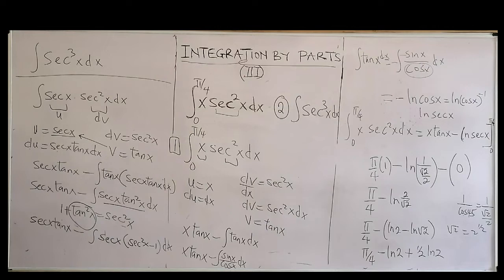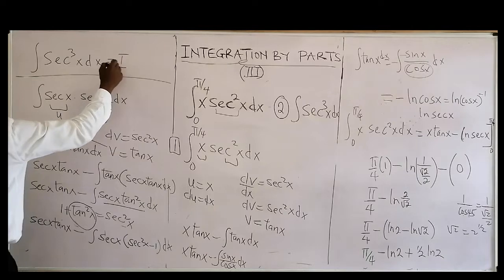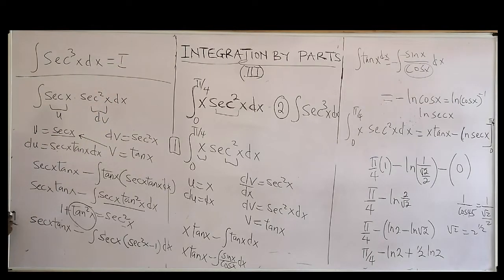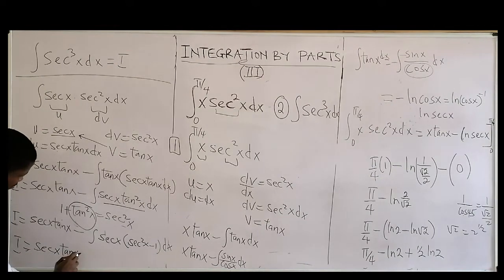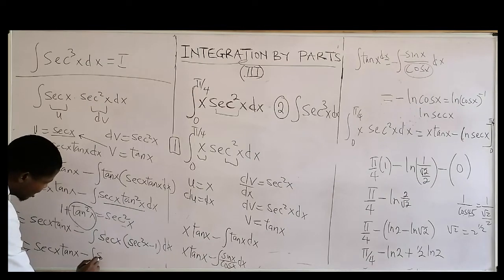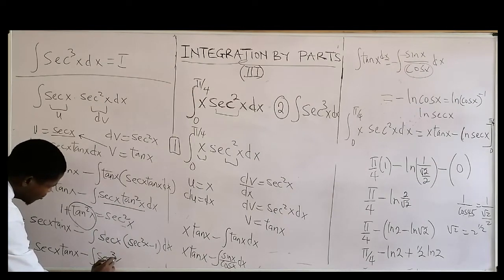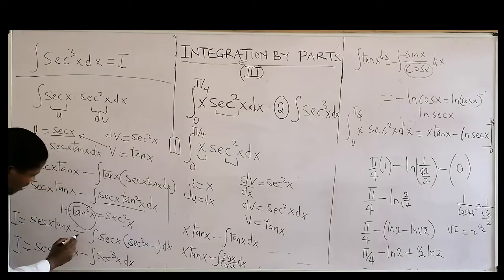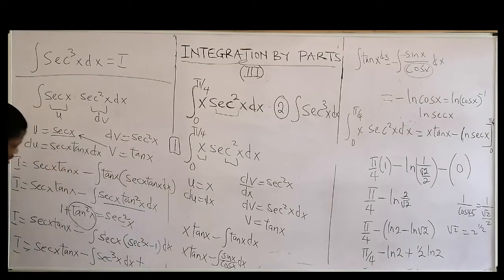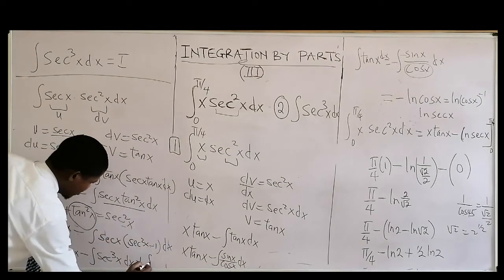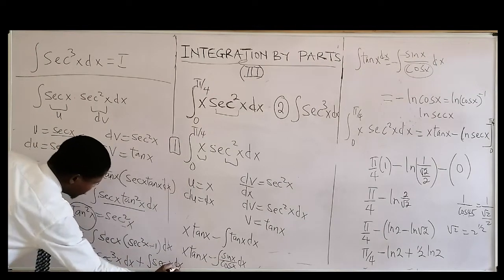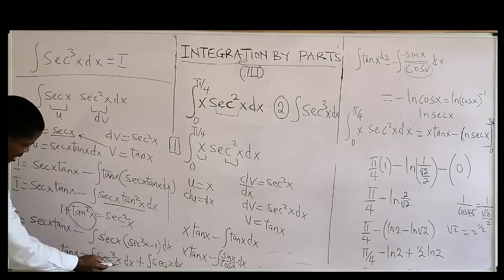Let's call our question I. So I equal to this. We now have I equal to sec x tan x minus integral of sec cube x, expanding, dx, minus times minus is plus, and that's sec times 1, which is the integral of sec x dx. And don't forget, this one is the question itself.